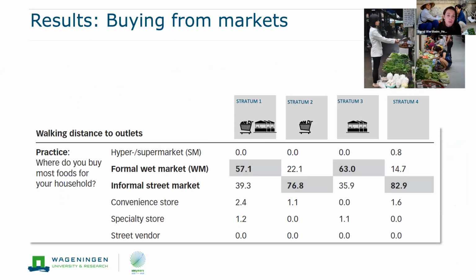First of all, what was quite striking is that all women appeared to shop in open air markets, whether formal wet markets or informal street markets. On the question, where do you buy most of your foods? No one answered that it was the supermarket. We only had one case. And most of the women shop either at a wet market, when a wet market was available within walking distance, or at informal street markets.